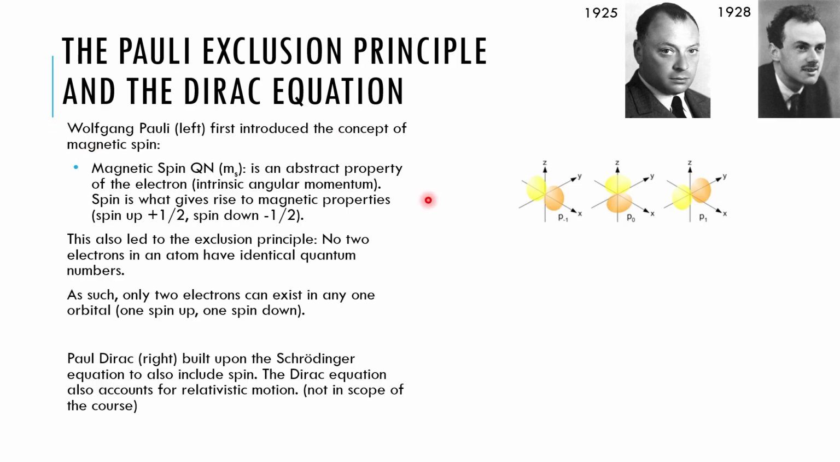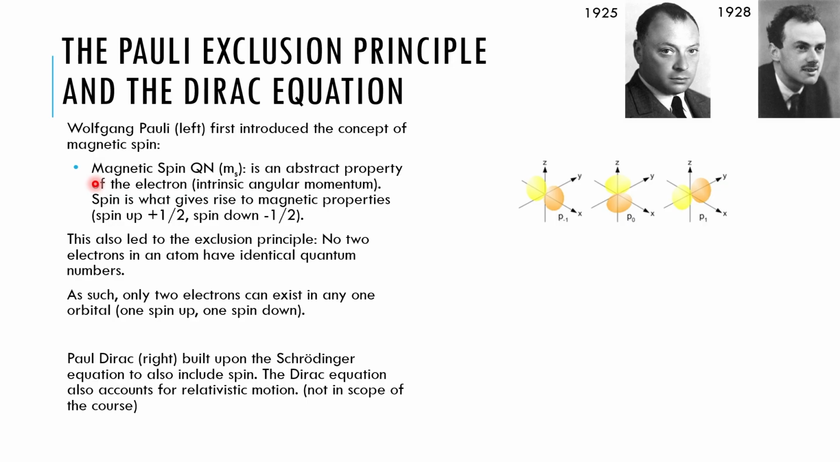It was Pauli who introduced the idea of magnetic spin. It was this concept which led to his exclusion principle, and that was that no two electrons inside the same atom could have an identical set of quantum numbers. What that meant was that the properties of each electron in a single atom all had to be unique. Without quantum spin, there would be a little bit of an issue here.